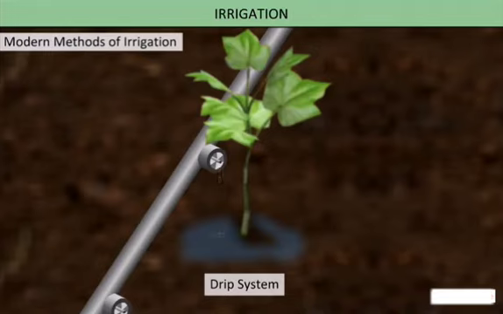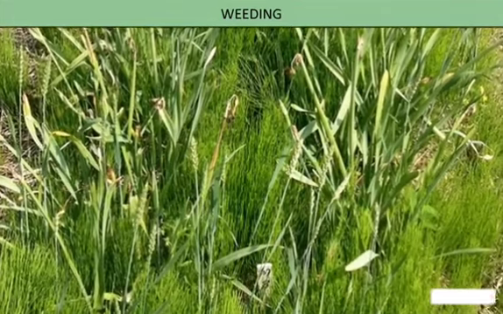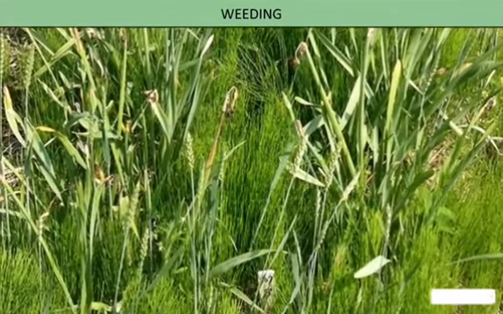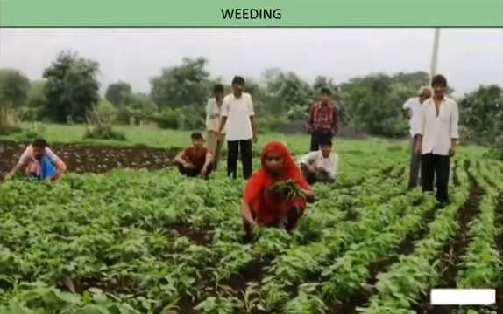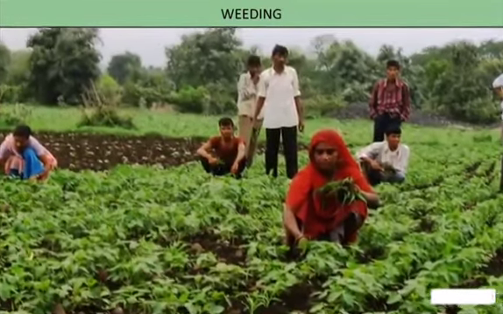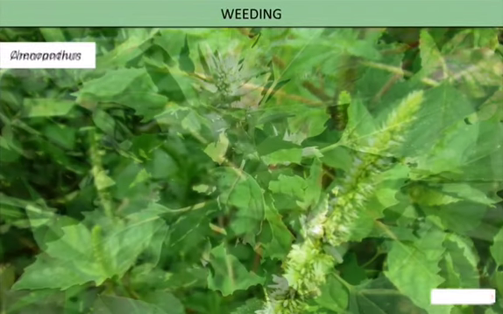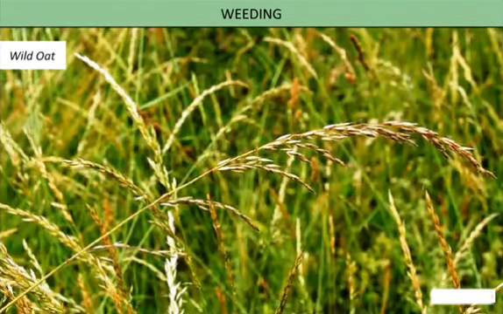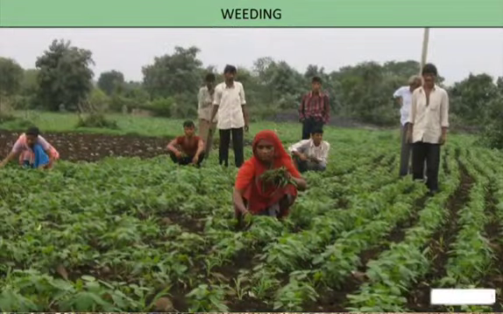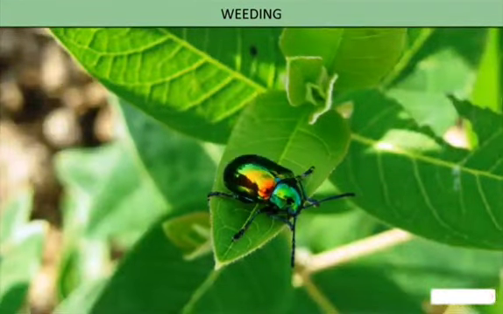Weeds are the unwanted plants that grow along with the main crop and compete with them for sunlight, nutrients, water, space, etc. Specific types of weeds grow with a particular crop. Removal of weeds is called weeding. Some common examples of weeds are amaranthus, chenopodium, wild oat, parthenium, convolvulus, etc. Weeds can be removed by pulling them out by hand, spraying weedicides, and by insects that eat them.